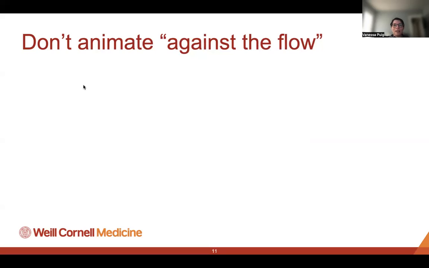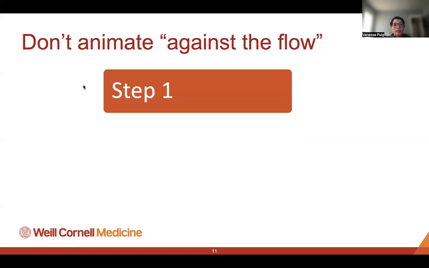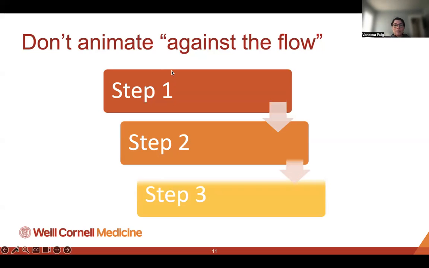This one is a little more subtle. Don't animate against the flow. And what I mean by that is we've been seeing a process, step 1, step 2, and step 3, and that process moves in a downward motion. So when you animate, we've got step 1, and you'll see that step 1 actually animated up. Same thing with step 2 and step 3. They're all kind of animating up.